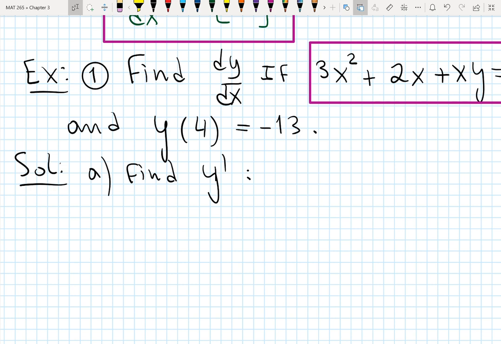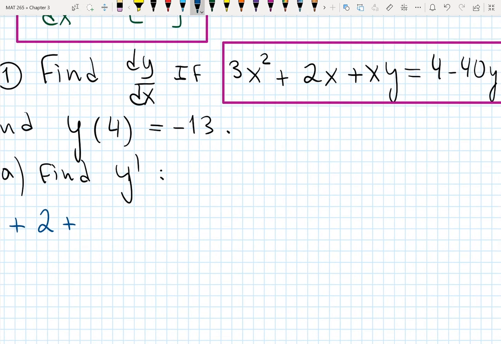Derivative of 3x squared is 6x. I'm just differentiating, step 1. Left-hand side. Plus 2x gives me 2, not a problem. Plus x times y is a product rule. That's a new thing. X times y is a product rule. And I will put it in a little box, like a cheat sheet.